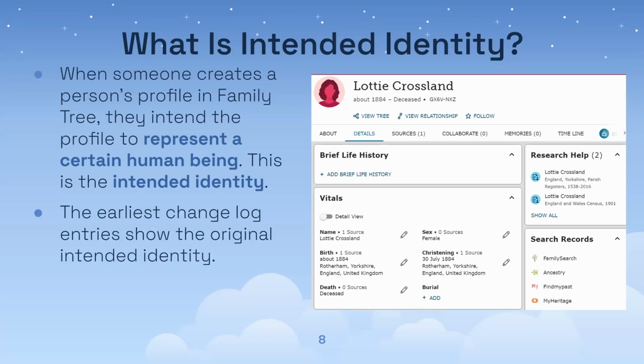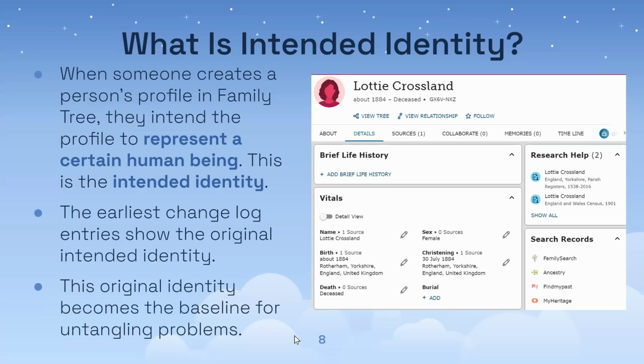The earliest changelog entries will show the original intended identity. In other words, which human being this profile was meant to represent. And here's the point. The original identity becomes the baseline for untangling problems because otherwise you're building on shifting sand. There's no way to have a firm foundation for untangling a problem. So we always want to go back to that original identity, to who whoever created the profile intended that profile to represent.